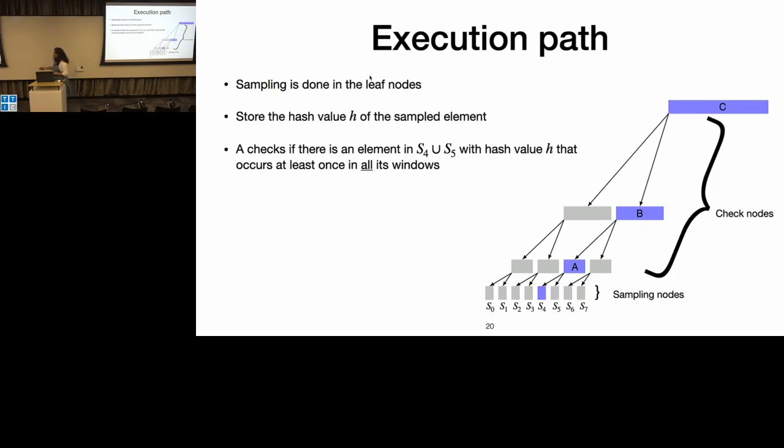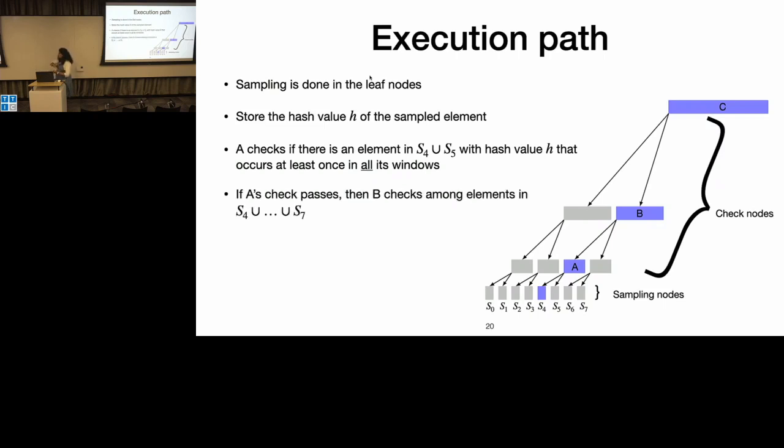It knows that the sampling would have been done either in this window, which has the set S4, or in this window, which is the set S5. So it's just going to check if there is an element in the union of these two sets, S4, S5, with the hash value H. That was the hash value that was stored. And we want to make sure that this element occurs at least once in all its windows. This is kind of the goal.